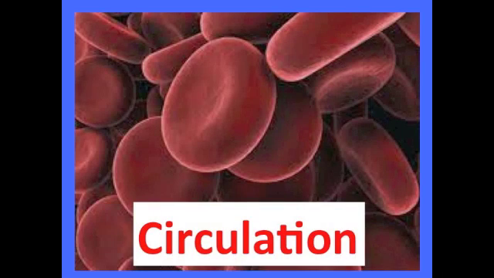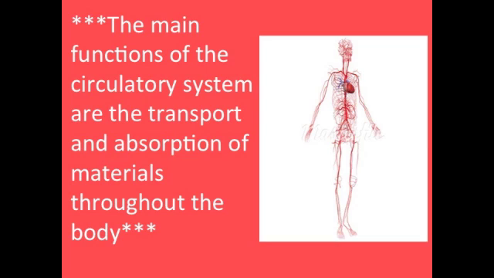Circulation. In this PowerPoint, you will learn about your circulatory system. The main functions of the circulatory system are the transport and absorption of materials throughout the body. The circulatory system moves things like blood, gases, nutrients, waste, and hormones throughout the body. This demonstrates an interaction of the circulatory system with the respiratory, immune, endocrine, and digestive systems.